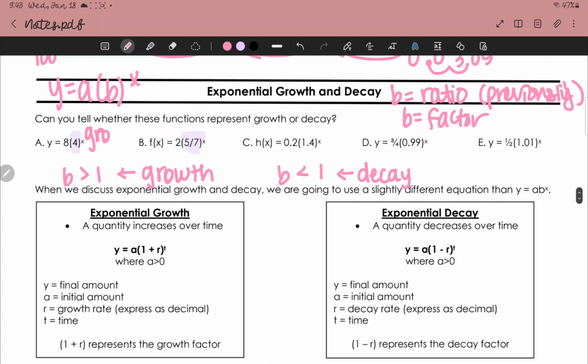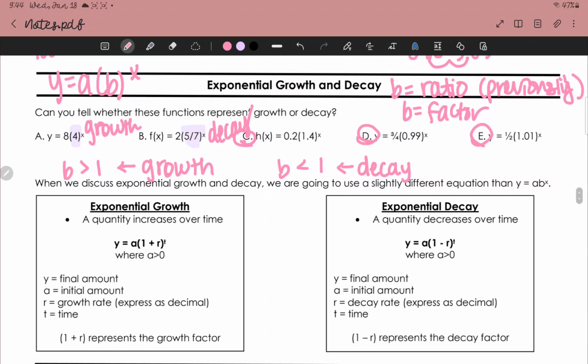Sorry, I keep erasing. And then b, 5/7. That is a regular fraction, it's not improper, so I know that it is smaller than 1 because 7/7 would have been 1, and 5/7 is smaller than 1. So I'm going to say that b is a decay factor, a decay function. You will go ahead and do C, D, and E. You will decide if they are growth or decay functions, so you'll identify those.